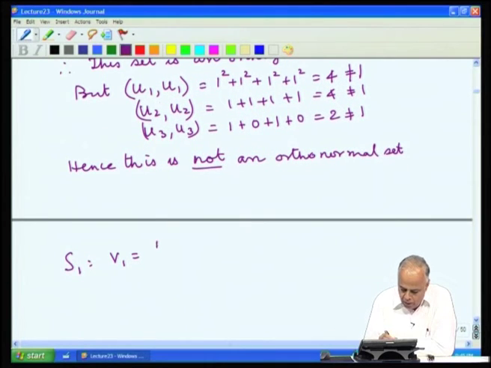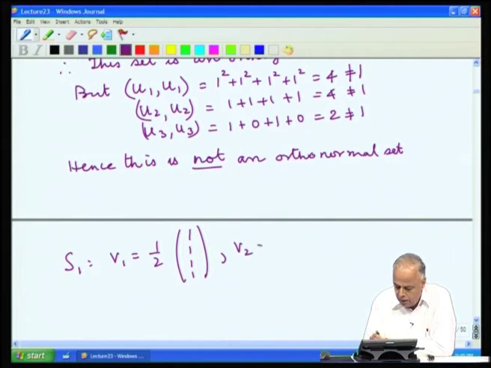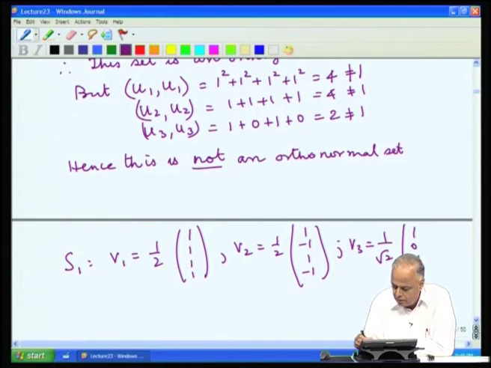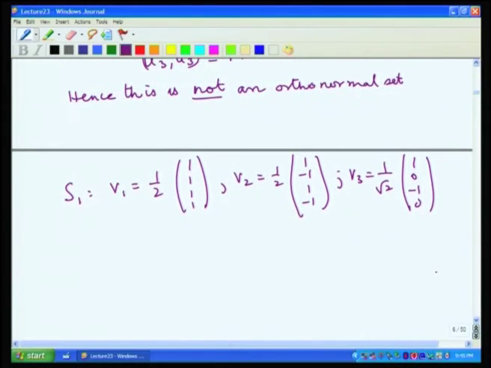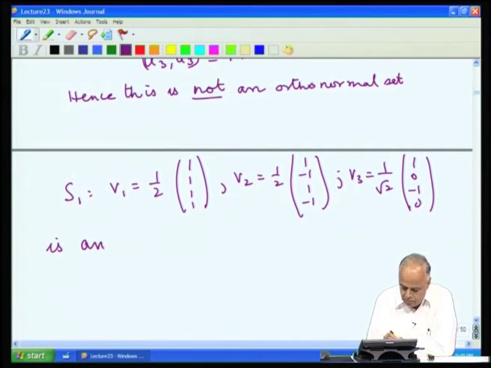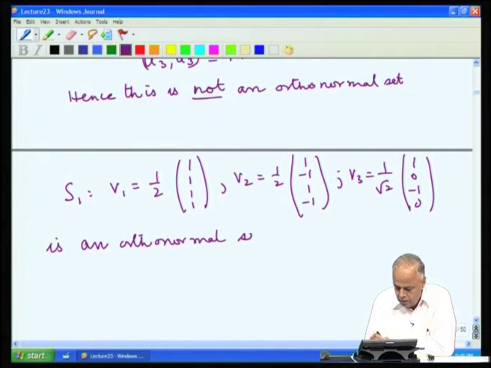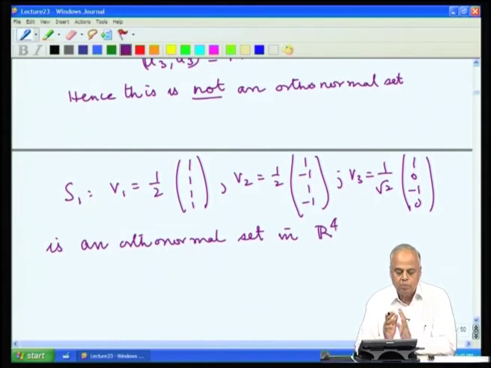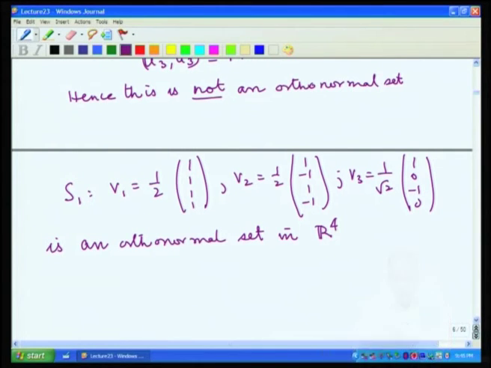So, we get 1/2 times (1, 1, 1, 1). Similarly, we divide U2 by its length, and U3 by its length, and then we get these vectors. Now, this is an orthonormal set in R4. So, by orthonormality we need two requirements for a set of vectors to be orthonormal.